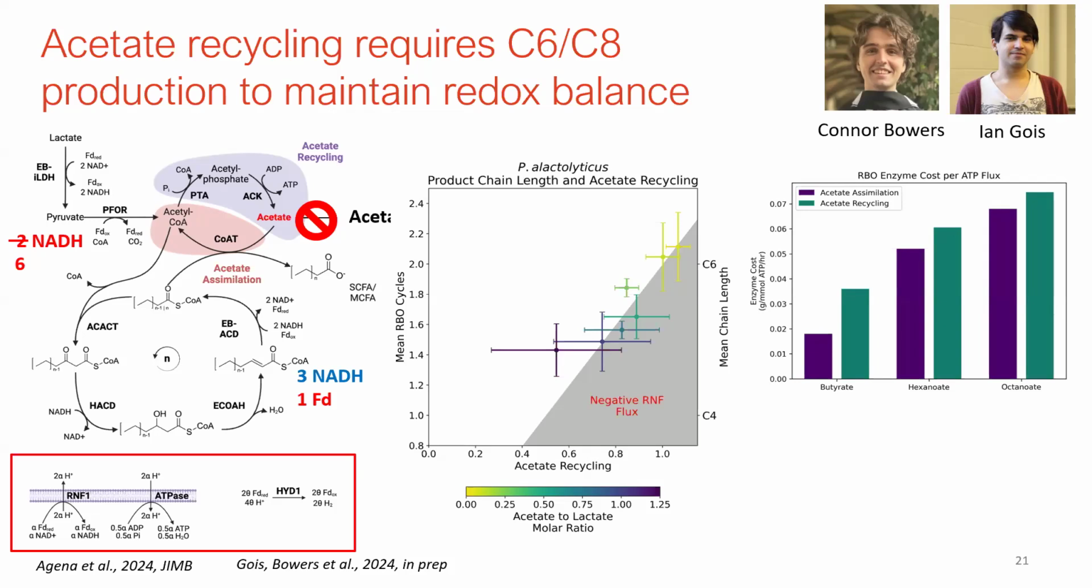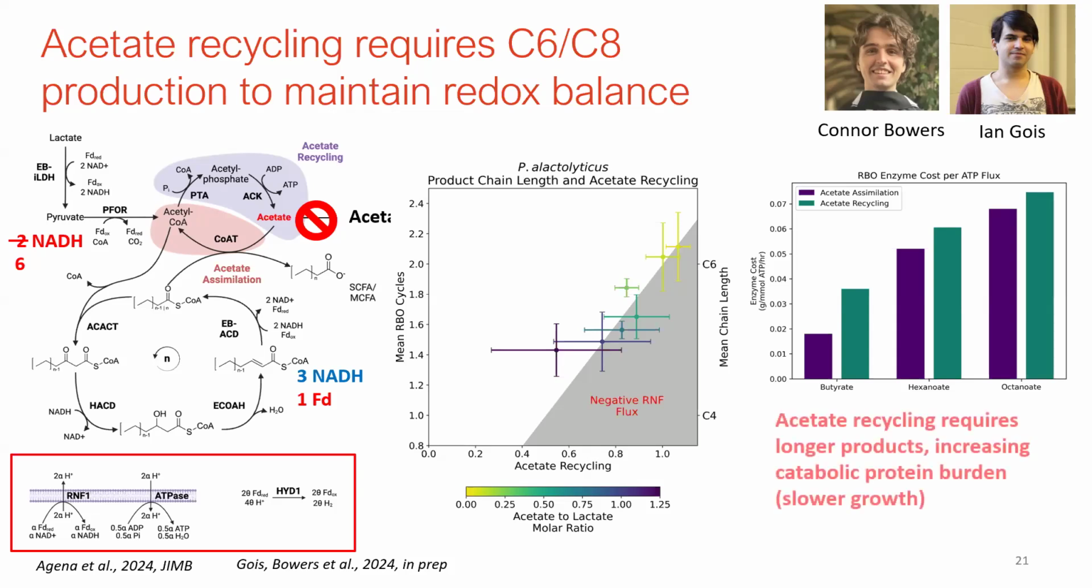So you can imagine a cell has 10 proteins. If you have to push more of those proteins toward catabolism to drive the fermentation, there are fewer proteins available to actually grow. So the growth rate comes down, right? In this case, to make C6 you go around the cycle multiple times, and it requires a higher fraction of your proteome allocation toward catabolism. And so the growth rates fall down. There are some really nice modeling studies that came out of this. The bottom line, if you didn't get that, is that acetate recycling requires longer products, but it also increases the catabolic protein burden. And this is why we see this slower growth.